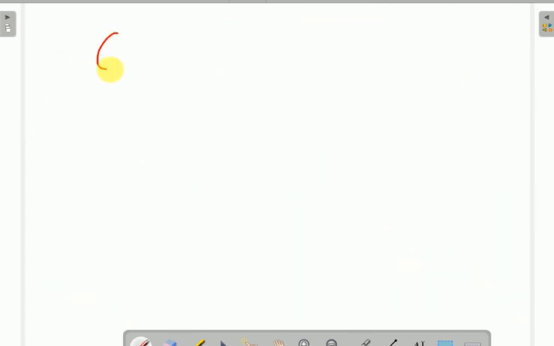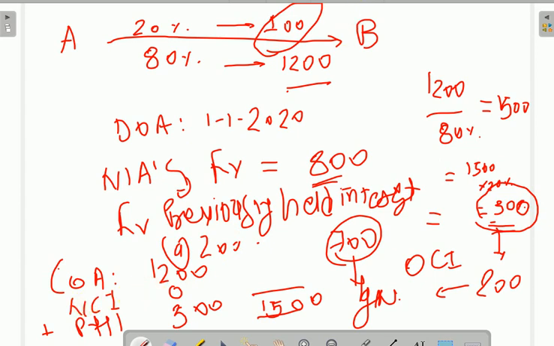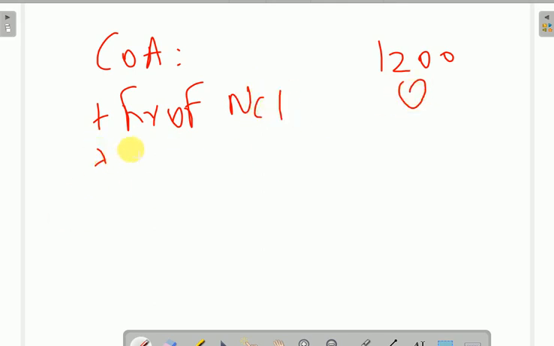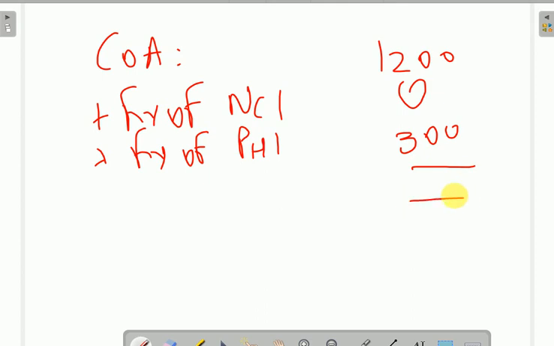Here we will see cost of acquisition is 1200 plus fair value of NCI 0, fair value of our previously held interest PHI is 300. So total we paid this. In fact, we paid only 100 for this 20% stake, but now its fair value is 300. So our unrealized gain is 200, but for the purpose of calculation we will assume that we are paying that 300 now, and in exchange for this 1500 consideration, what are we getting?